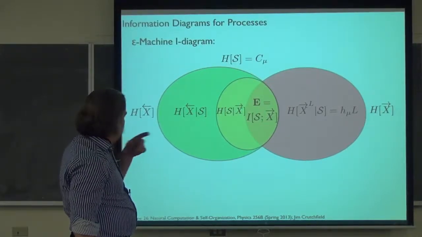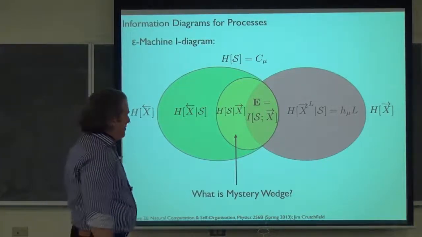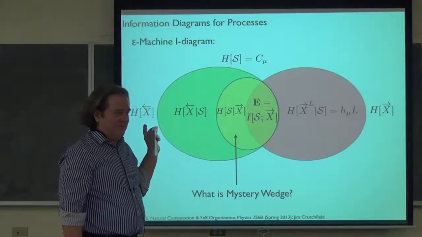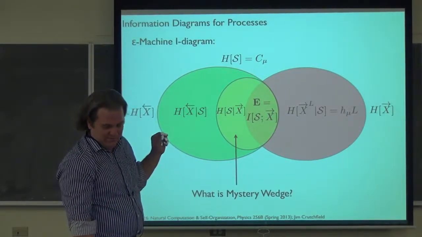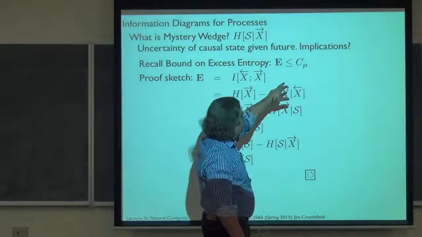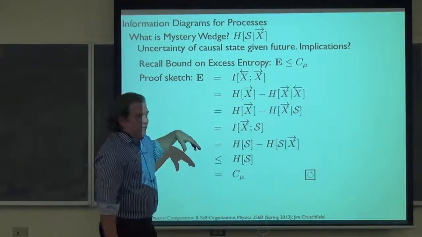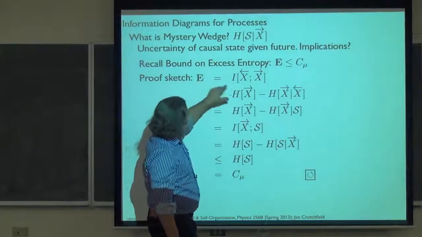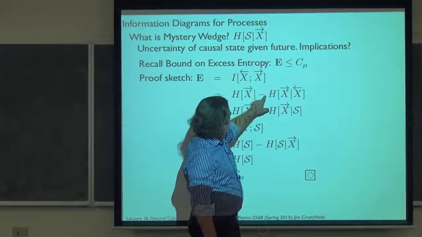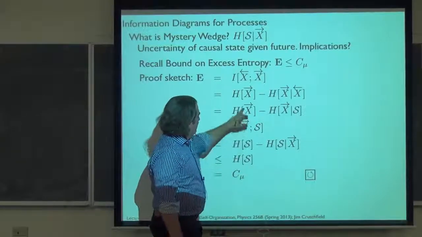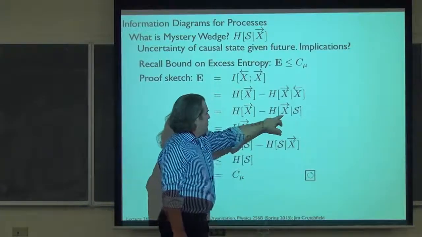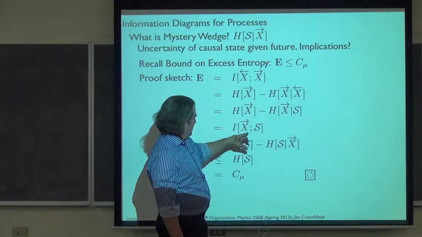Okay, but what about this guy, the mystery wedge, this bizarre thing? Uncertainty in the current state given the future. We already saw this on Tuesday, but now we can actually give it some meaning. Remember, we were talking about how the statistical complexity is always an upper bound on the excess entropy. It was a relatively straightforward pack-and-unpack-your-mutual-information exercise. So E is the mutual information between the past and the future. I choose to pull out the future, and I subtract off the uncertainty of the future given the past. Well, that's fine. And then I can, of course, replace the pasts I'm conditioning on with causal states. But then this looks like a mutual information, so I just rewrote this as the mutual information between the states and the future.